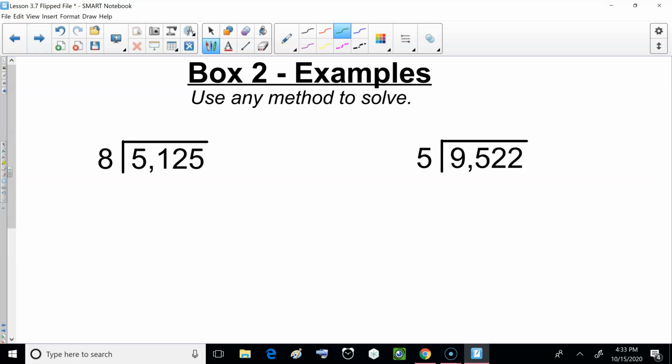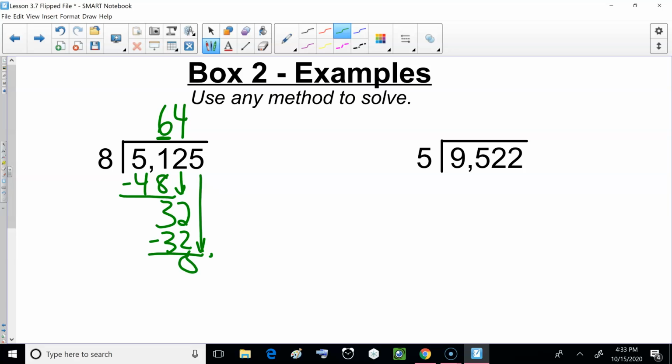8 can go into 5? Nope, so 1 right here is 51. Let's see, I'm going to go with 6. 6 times 8 is 48. Going to subtract. 51 minus 48 is 3. 3 is less than 8. Bring down the 2. 8 can go into 32 4 times. 4 times 8 is 32, which gives me a 0.